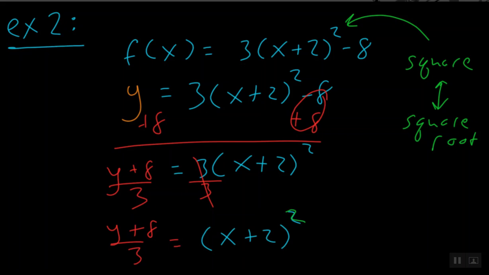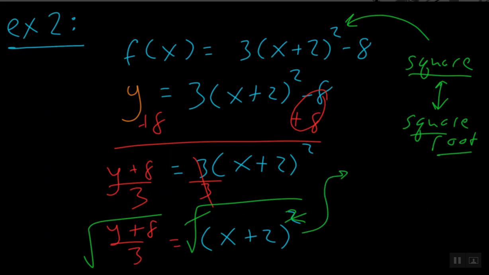What is the opposite of a square? It is a square root. And so we just take the square root of both sides. Now at this point, our square and our square root cancel, and what we get is this. We now have the square root of (y plus 8) over 3 is equal to x plus 2.